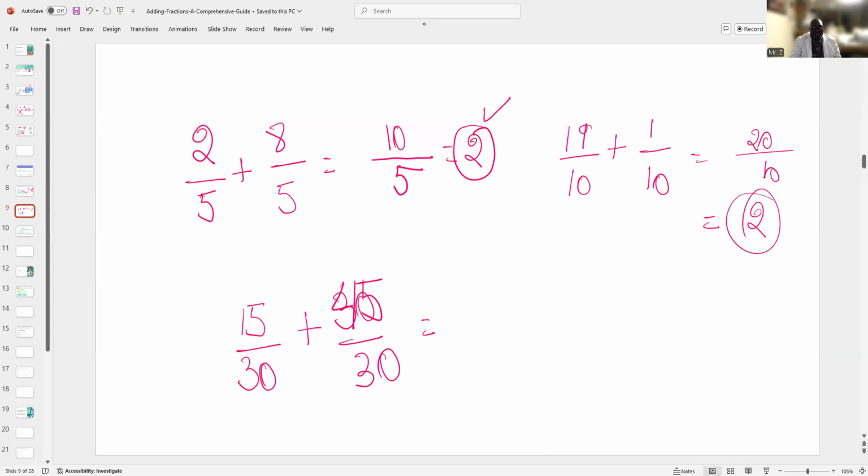Let's look at here. You have 30 and 30. We're going to keep 30. We'll add only the top one. So by adding the top one, you got 15 plus 45, you got 60. 60 divided by 30 is 2. All right, dear friend. This is how you add fractions that have the same denominator, okay?